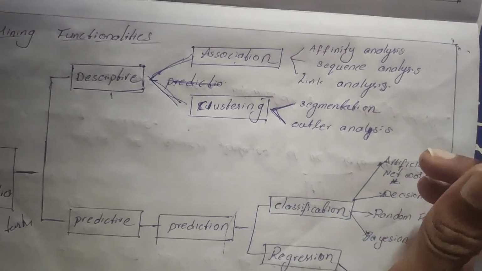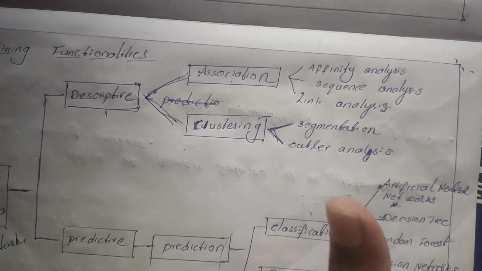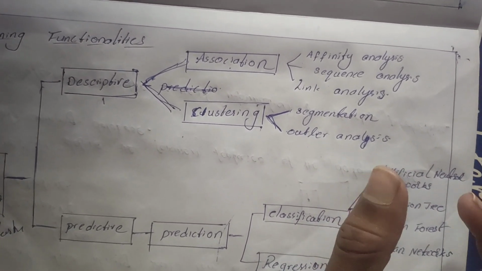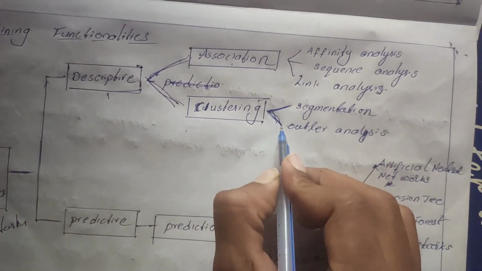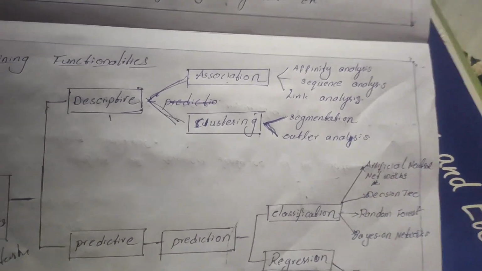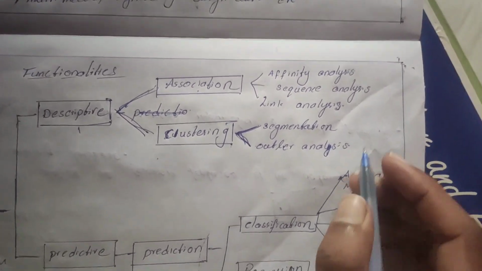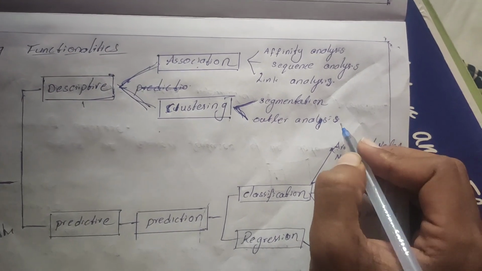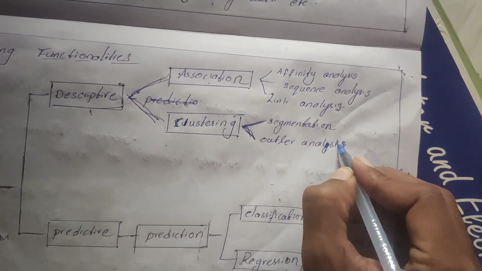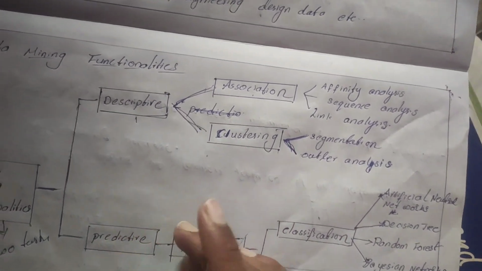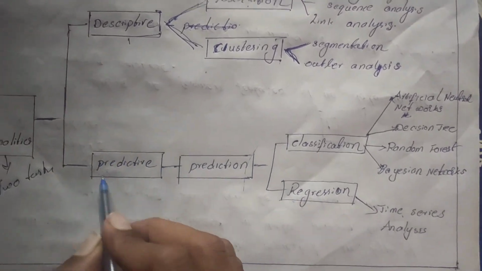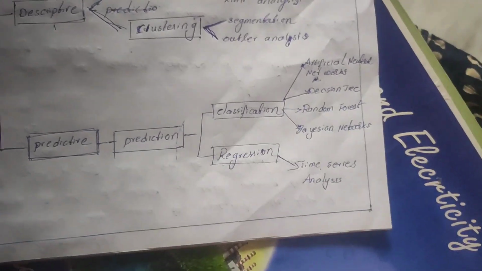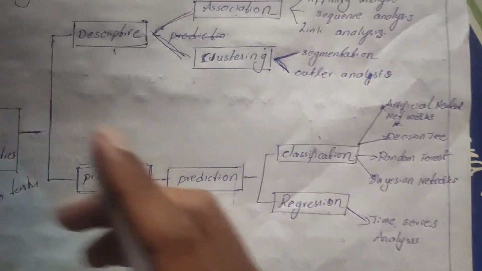Segmentation means dividing the data and combining the common features of the data. Outlier analysis defines the data which does not follow the behavior of other data. And in predictive we will find the prediction of the data. Prediction means finding the missing values of the data.